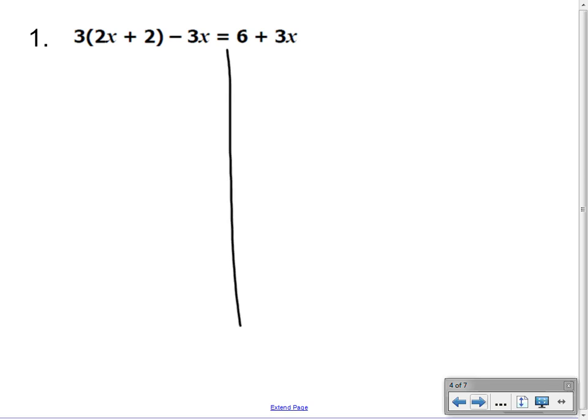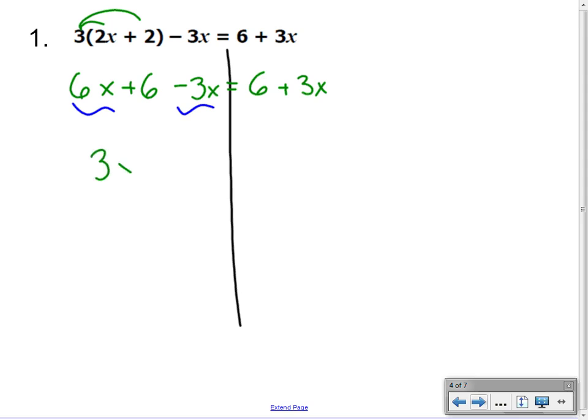Again, anytime you see parentheses, we're going to start by distributing. So we get 6x plus 6 minus 3x is equal to 6 plus 3x. On the left side of my equation, I have like terms that can be combined. So let's rewrite it. We have 3x plus 6 equal to 6 plus 3x.